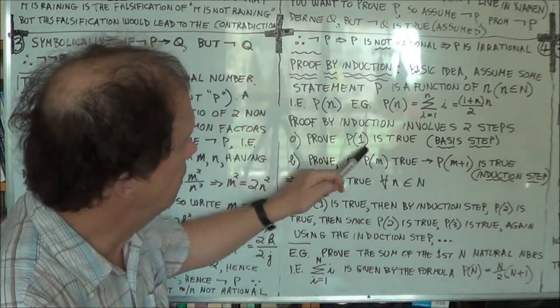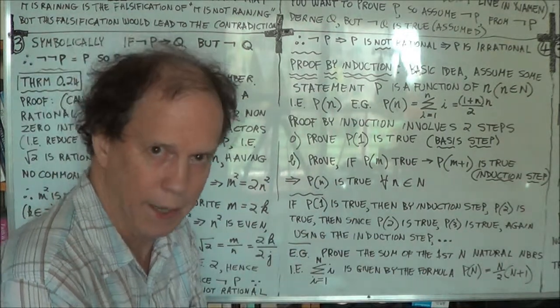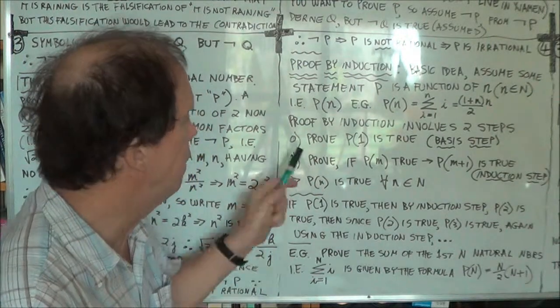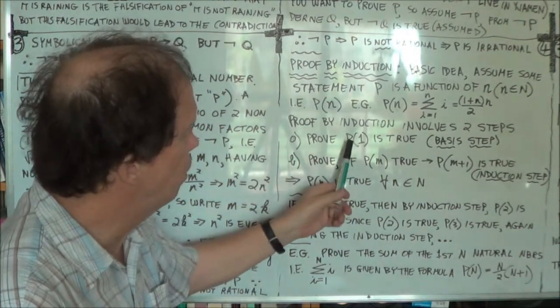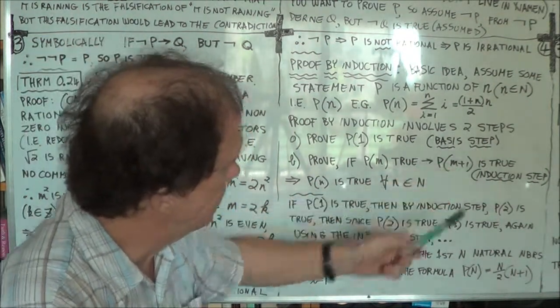Okay? So that first step is called the basis step. It's like the starting step. Now you'll see in a minute why it's like the starting step. But that first step, prove that P1 is true, that's called your basis step.